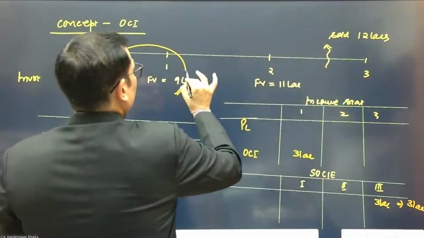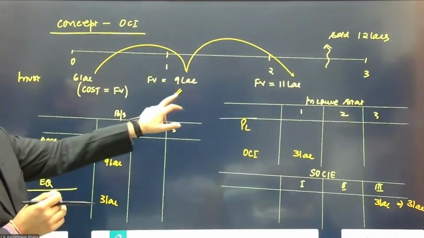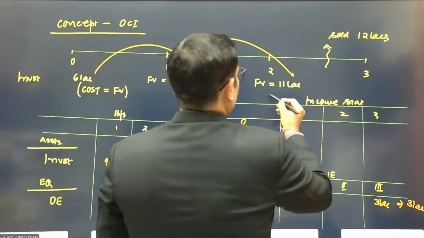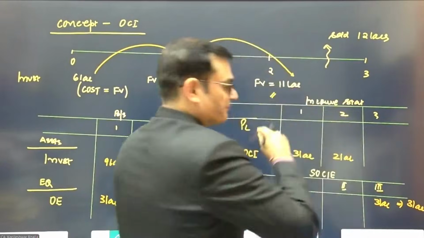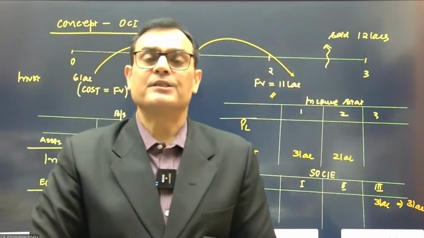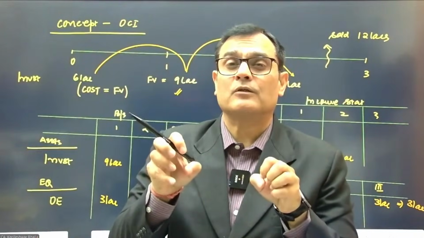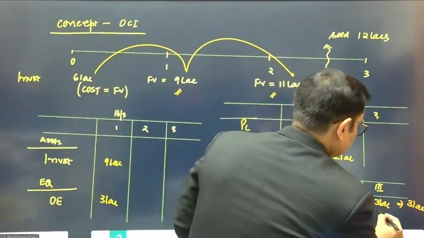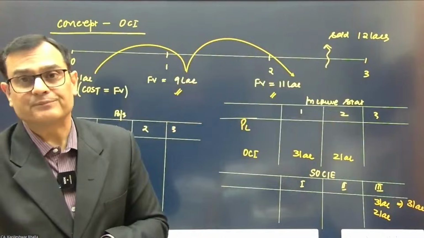Now the investment has gone from 9 to 11 lakh rupees. So can I say there is a gain to the extent of 2 lakh rupees? And is this gain realized or unrealized in nature? Again, it is unrealized in nature. So we're going to put that 2 lakh rupees in the other comprehensive income, and this 2 lakh rupees is taken out here.